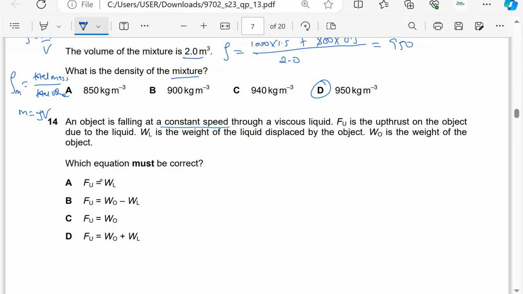Now it is moving at a constant speed, so the resultant force is 0. Wl is the weight of the liquid displaced. W naught is the weight of the object. Then the upthrust is Fu. It is moving at a constant speed, so the resultant force F is W naught minus the upthrust force.